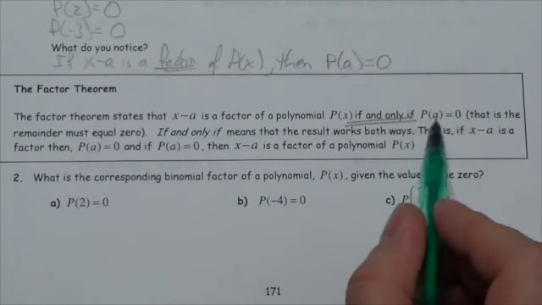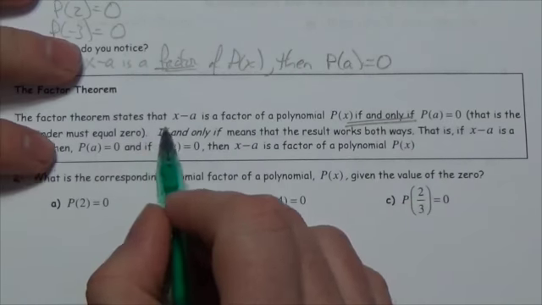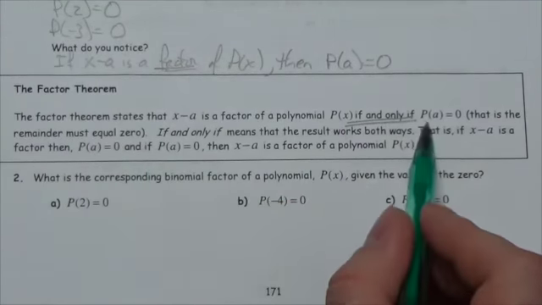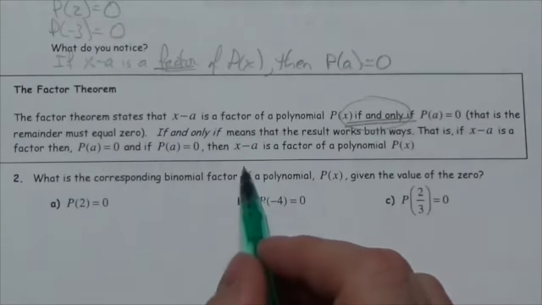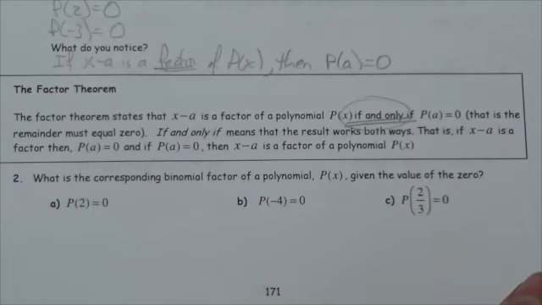So that means that if p of a is equal to 0, x minus a is a factor, and if x minus a is a factor, p of a is equal to 0. That's what the if and only if means. It goes both ways. And that's what this is trying to explain here.